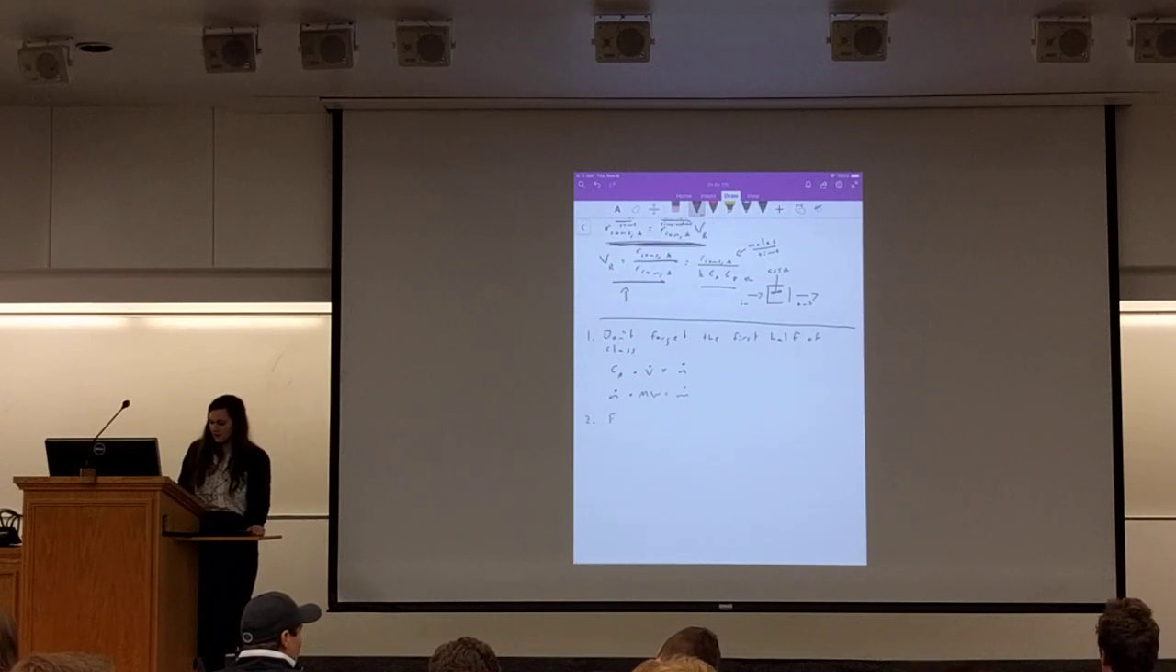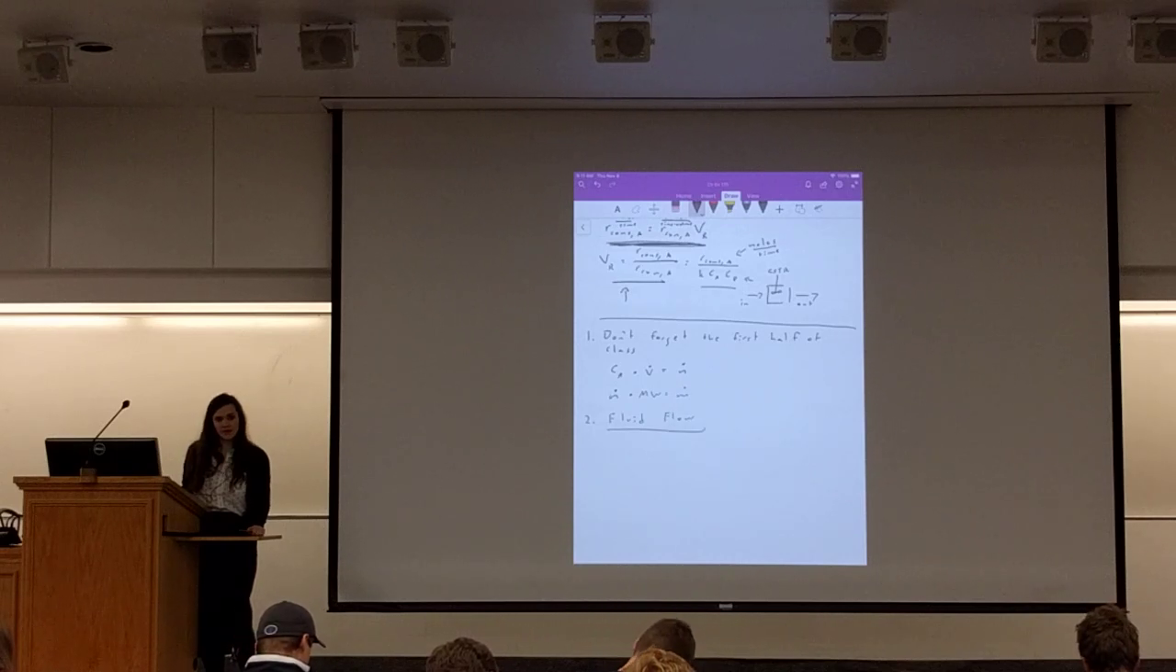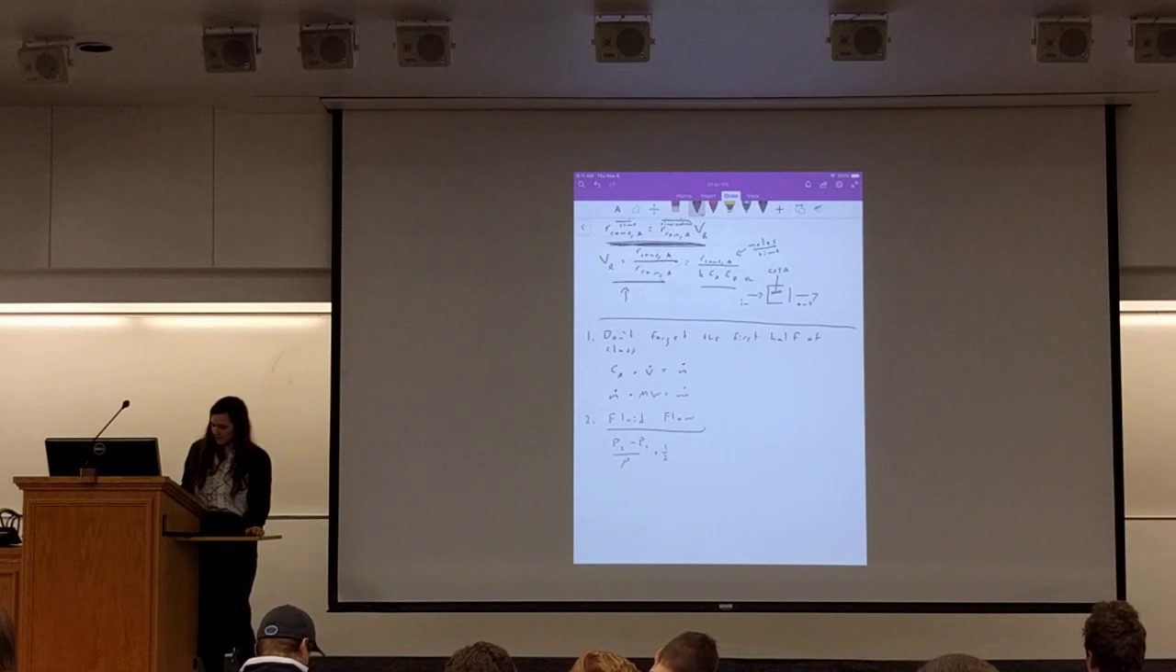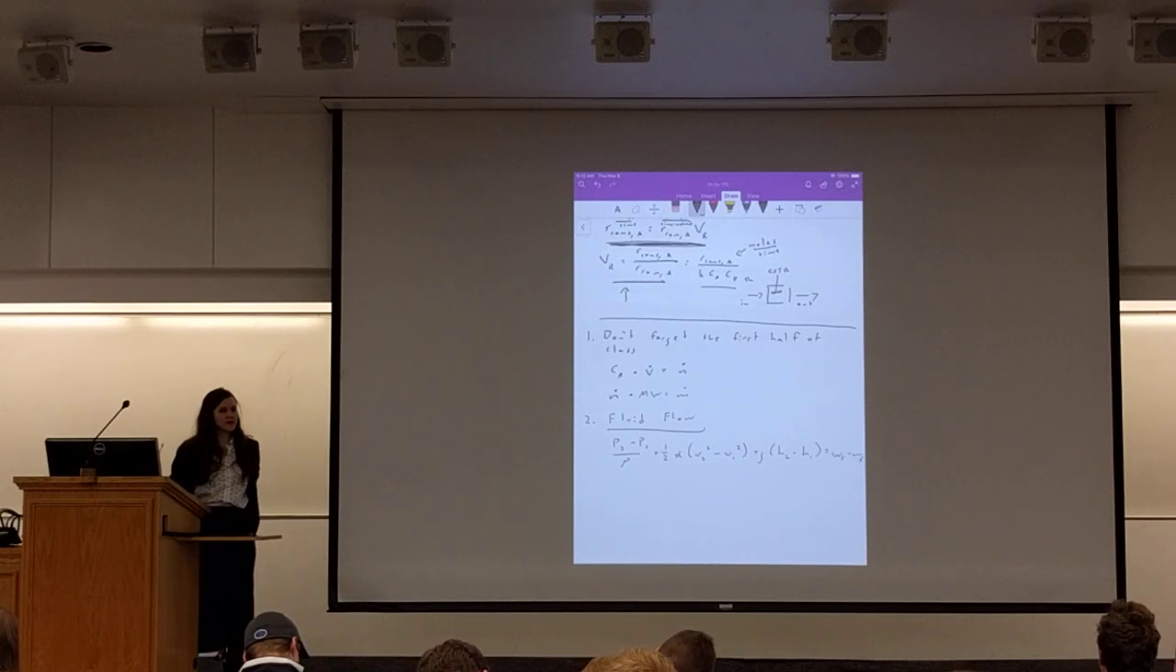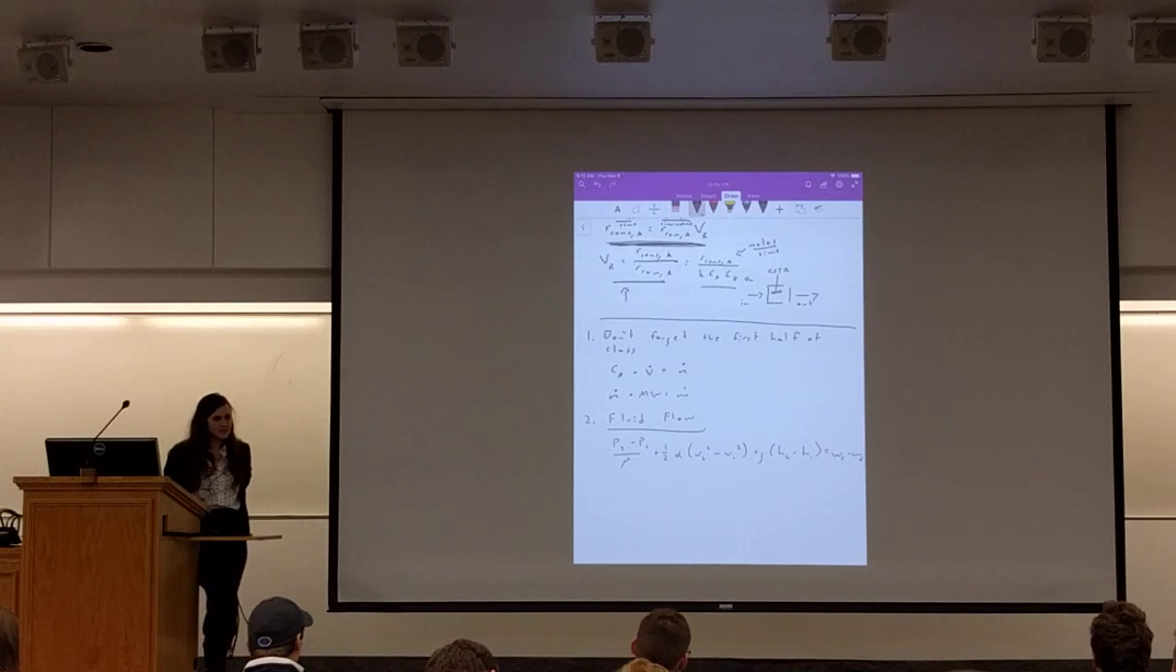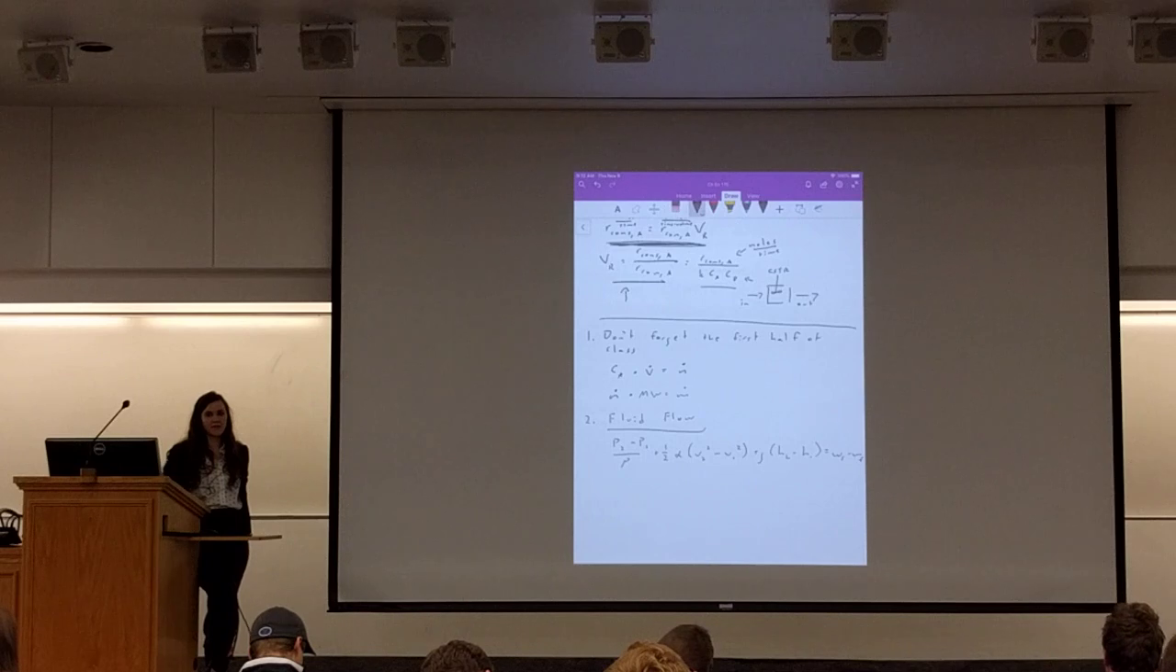Then we started this section talking about fluid flow. The most important thing to remember there is, of course, the mechanical energy balance. You should know what every term in here means. You need to be able to, with a simple problem, set this up and know what to cancel out.